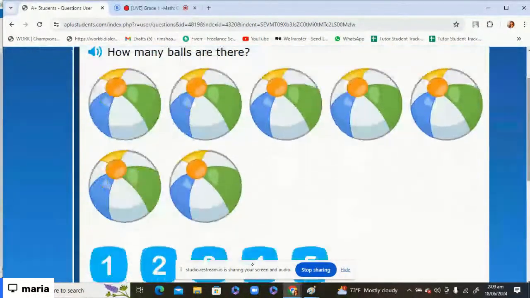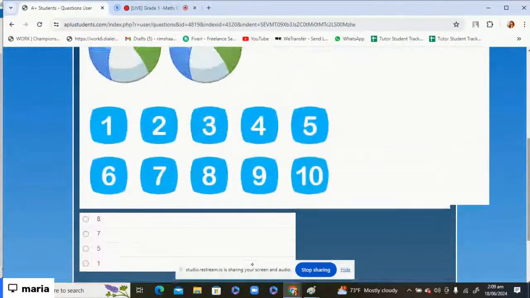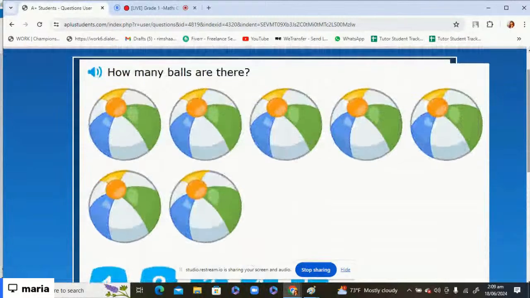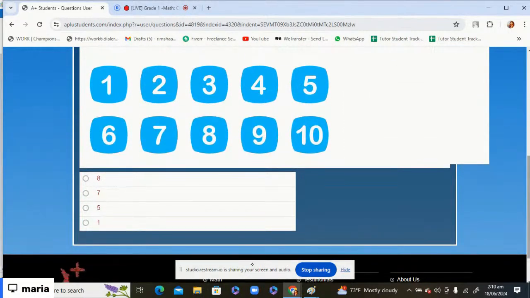So how many balls are there? In the options, they're saying that there are eight balls, seven balls, five balls, or one ball. Count it and check how many in total. Let's count it together. When we count, we see one, two, three, four, five, six, and seven. Let's check, is there any option for seven? Yes, option B. That is seven.